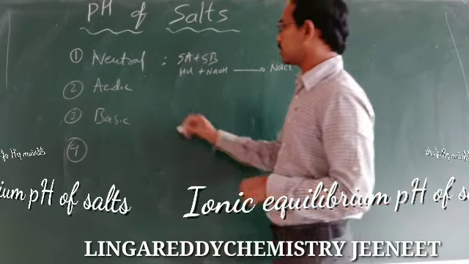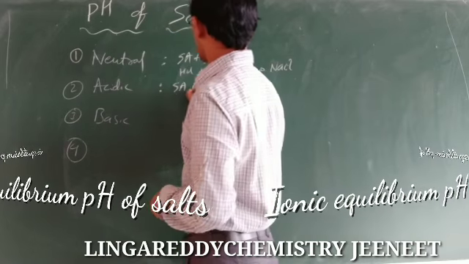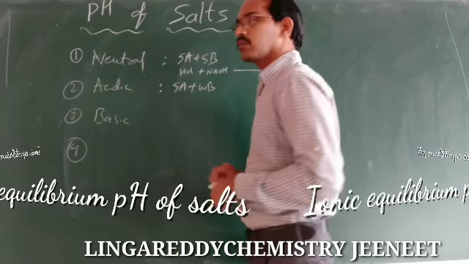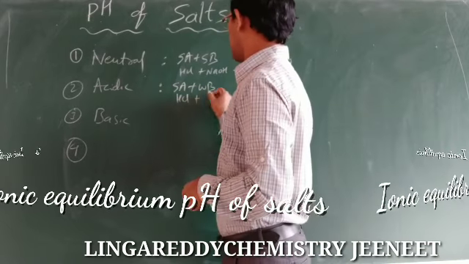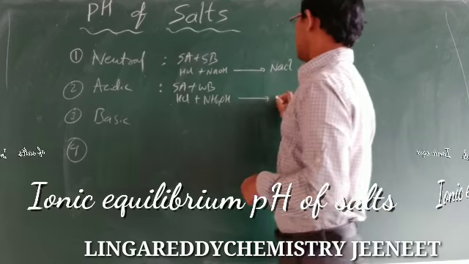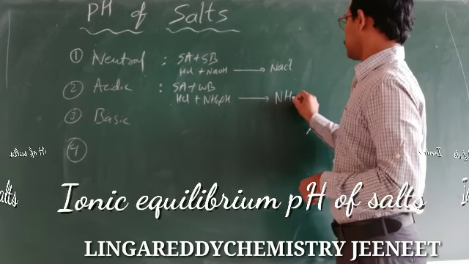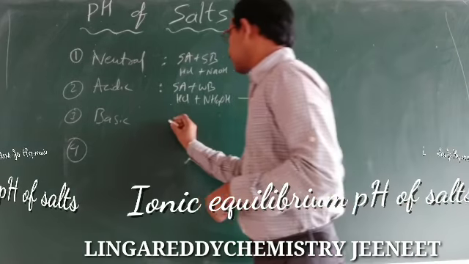Right? Next, acidic salt. Acidic salt means strong acid plus weak base. Example, HCl plus weak base ammonium hydroxide, then it is giving the salt ammonium chloride. Next, basic salt.